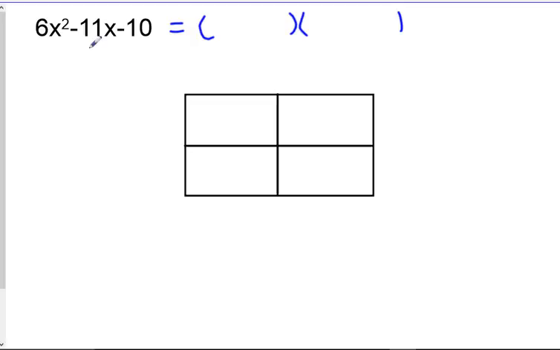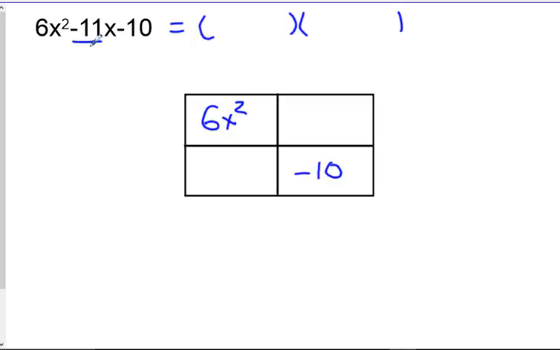So what I want to do is represent this trinomial as the area of a rectangle, because then if I can figure out the length and the width, I will have factored this trinomial. And so I can start by putting the 6x squared in the upper left-hand corner and the negative 10 in the lower right.